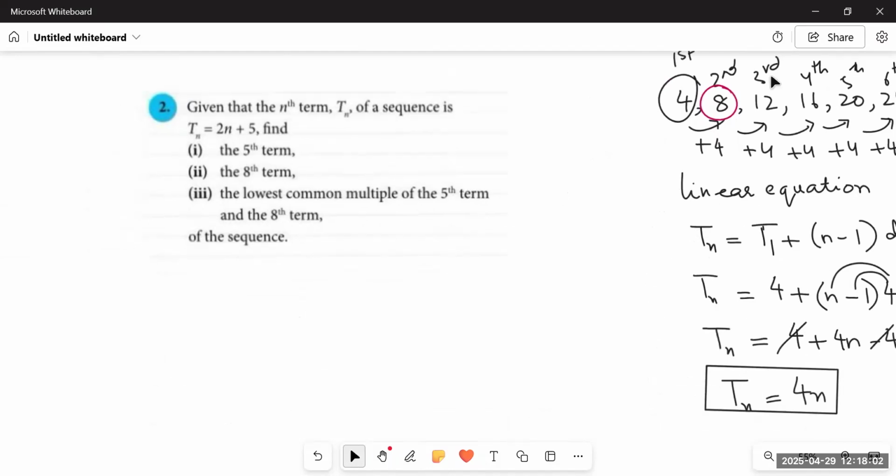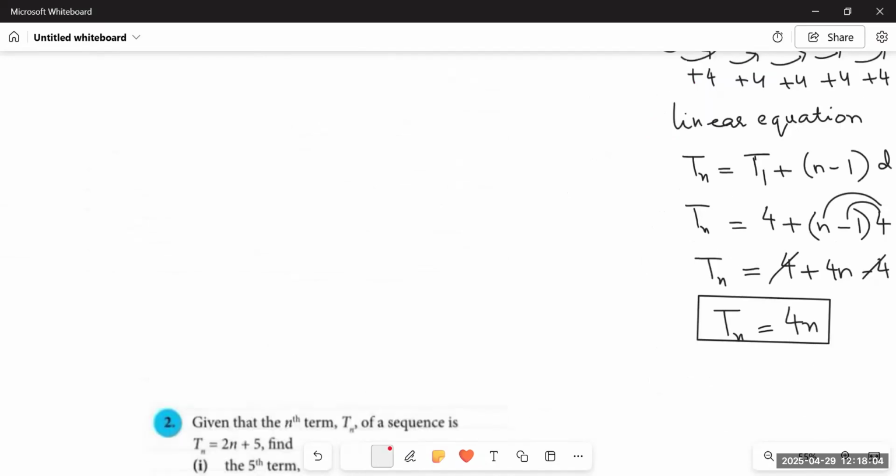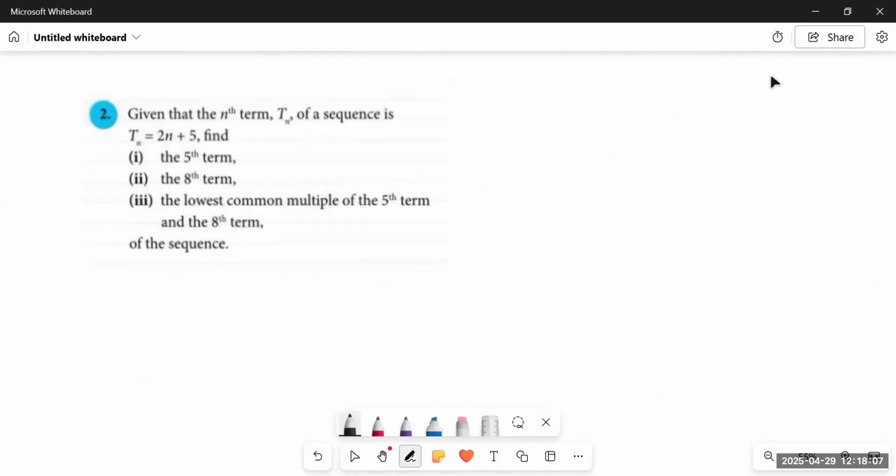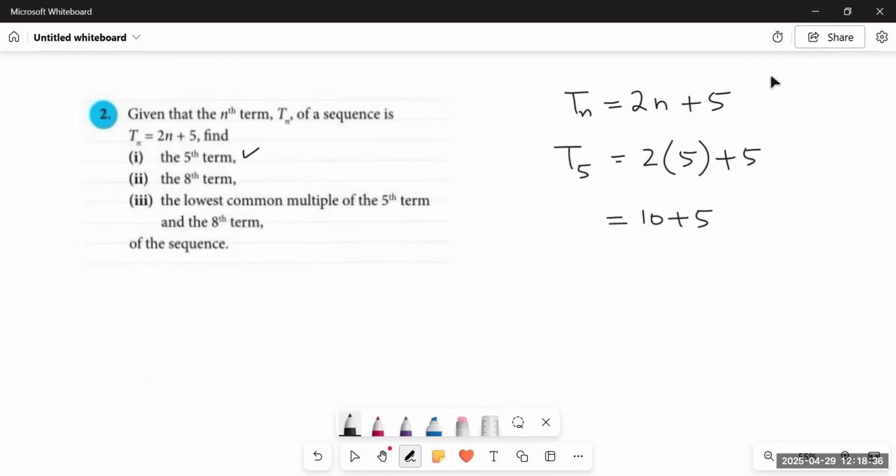This time in question number 2, we are provided with a sequence Tn is equal to 2n plus 5. This is the formula they have already generated, and they are saying just use this formula. You don't need to generate it this time. We are going to learn how to generate the formulas from question number 3. So if we look at it, we will find that we have to find the 5th term. So it would be T5 is equal to 2 bracket 5 plus 5. Okay, it means 2 5s are 10 plus 5 is equal to 15.